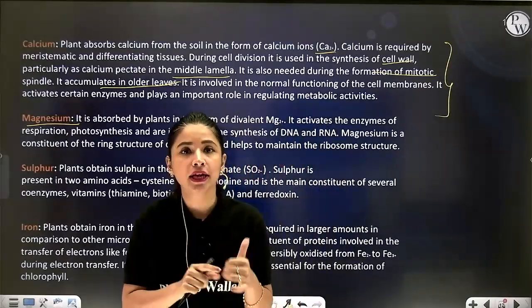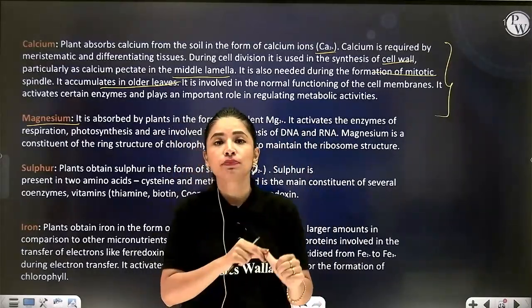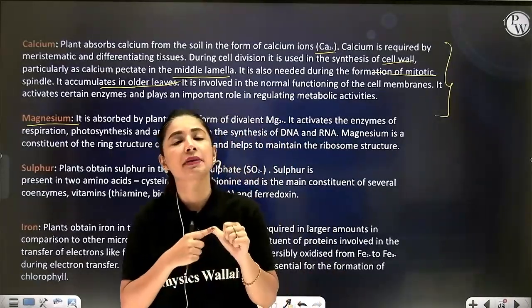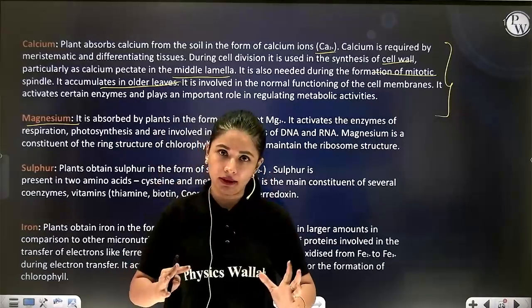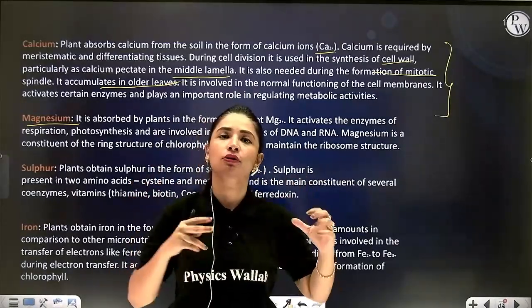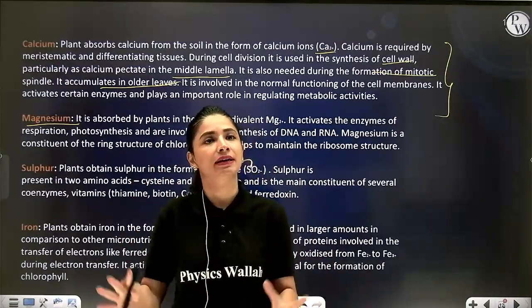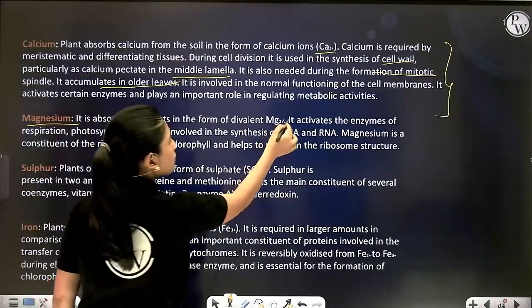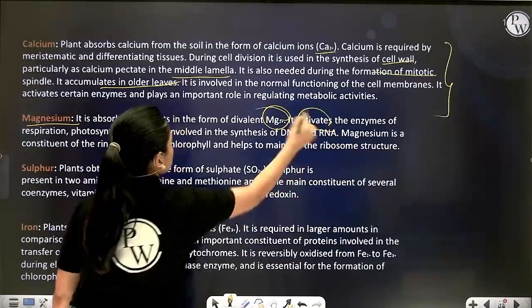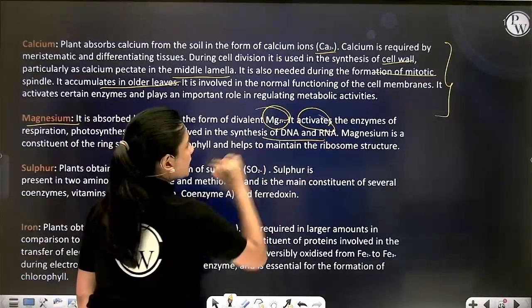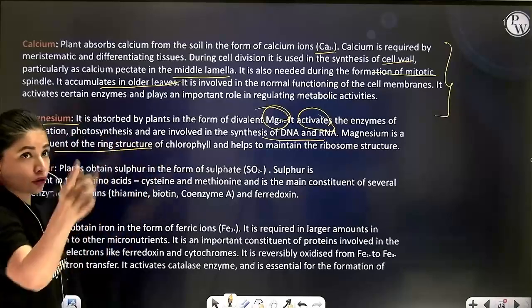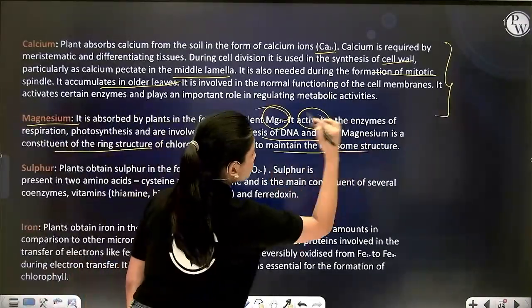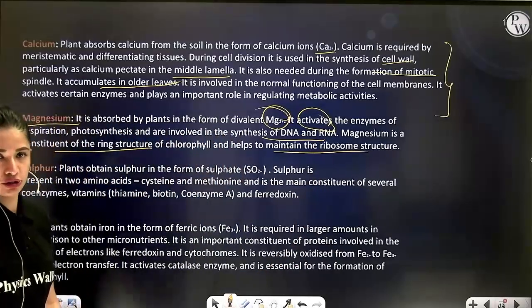Apart from DNA replication, it is also required to maintain the middle lamella. To make middle lamella, calcium along with magnesium is required. And it is also mainly required in the growing parts of the plant body, mainly meristematic tissues. Clear? So first, absorbed in the form of Mg2+, activation of enzyme, synthesis of DNA, RNA, constituent of chlorophyll, you know, it is one of the energy related compounds, and it also maintains the ribosome structure.